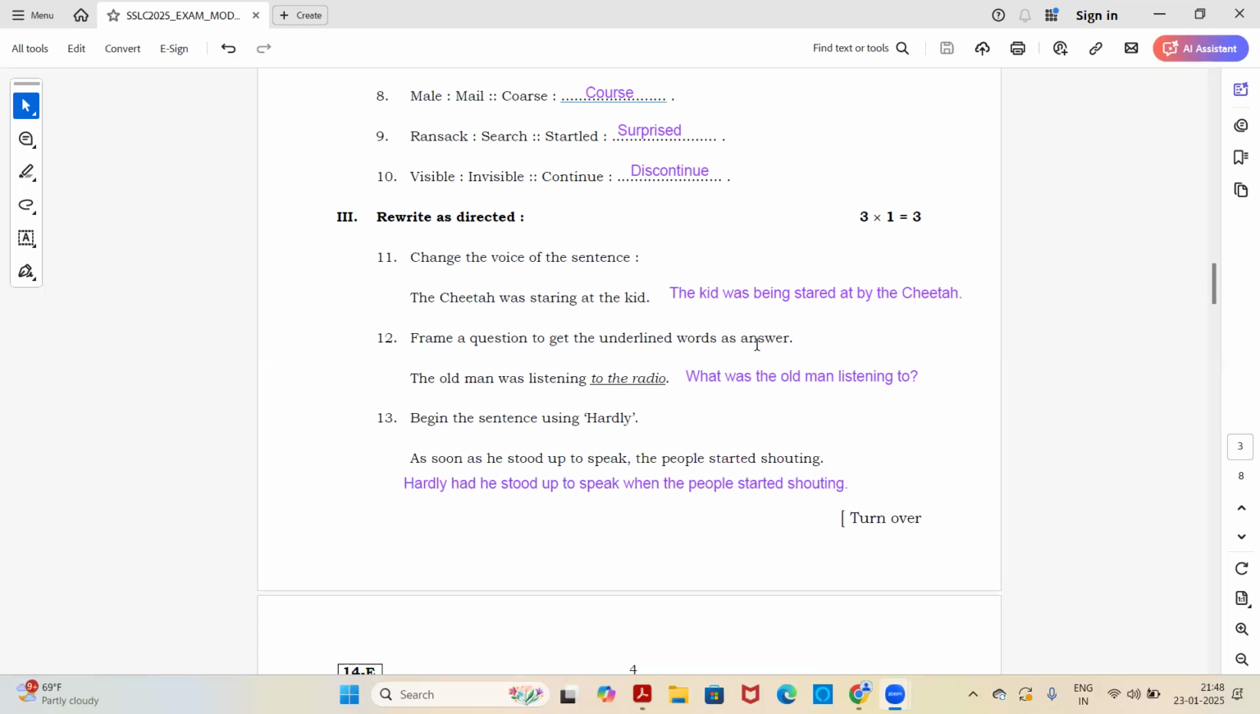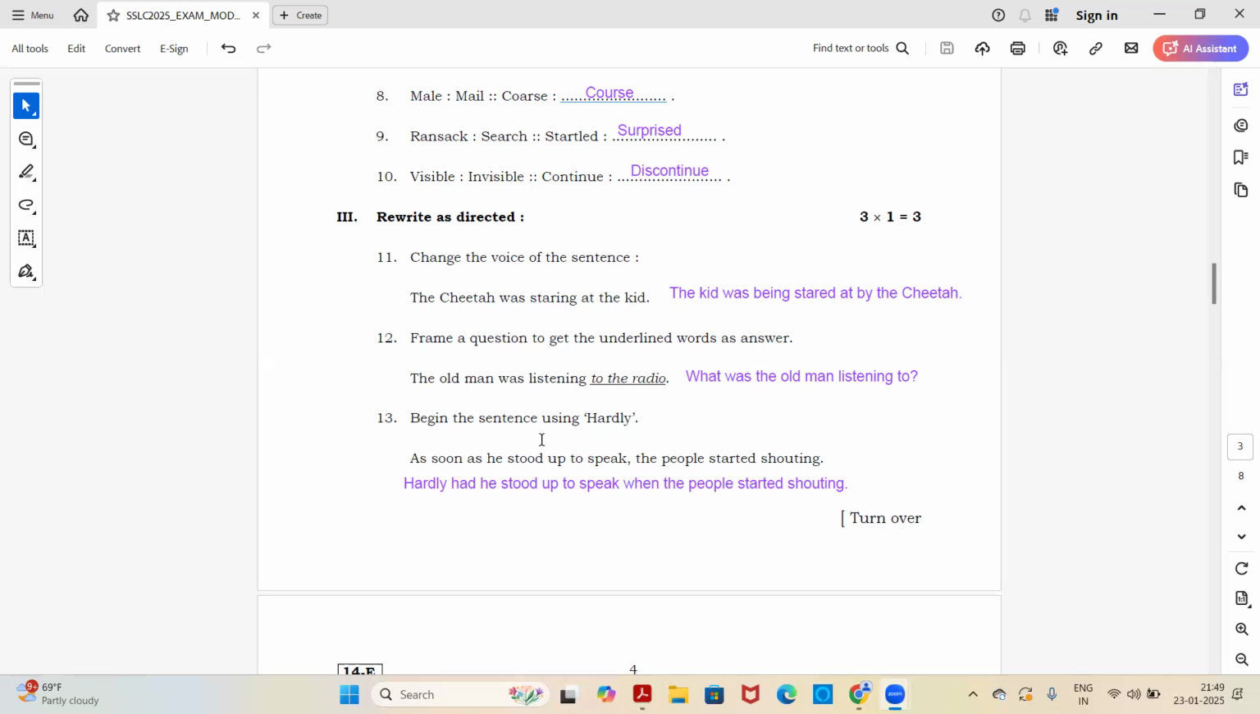Okay, next question, frame a question to get the underlined words as the answer. So the sentence is: the old man was listening to the radio. Underlined words are "to the radio". So you should frame a question in such a way that "to the radio" comes as the answer. So the question framed would be, what was the old man listening to? With the question mark, because you're framing a question. So this is your right answer.